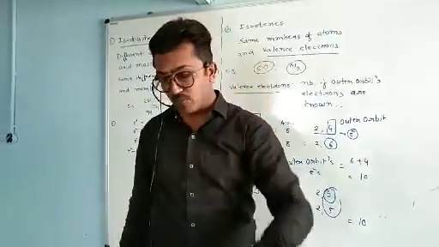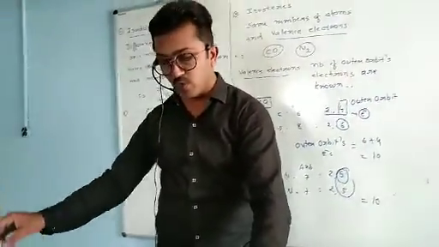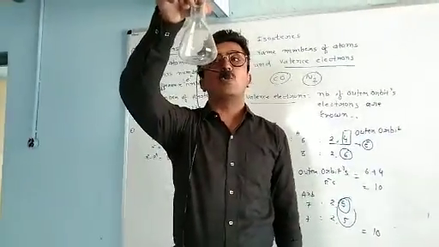So this is the pipette, and this one is the burette. The third one, which is very useful, is the conical flask.